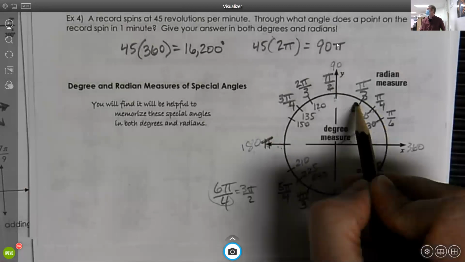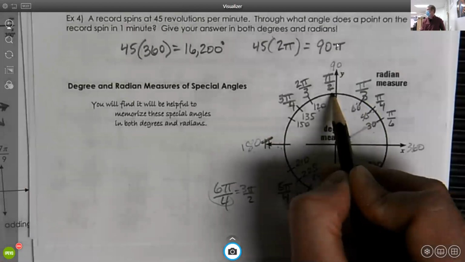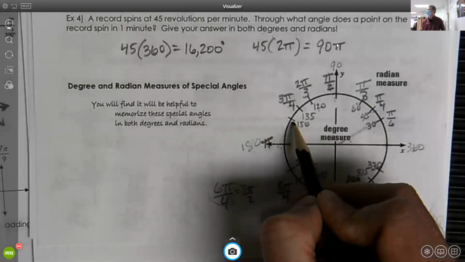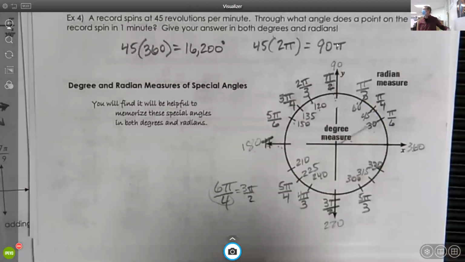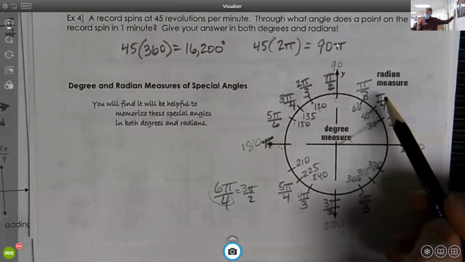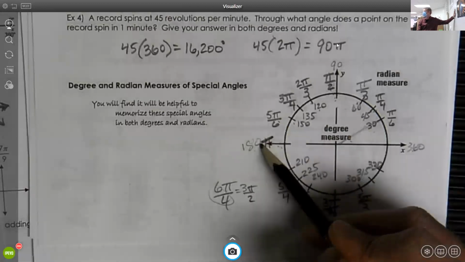30 more is 2 pi over 6. That's the same thing. 3 pi over 6. Well, that's the same thing. 4 pi over 6. That's the same thing. Oh, here's a new one. What's this one going to be? 5 pi over 6. So you want to count. You need to actually count. That's how you do the unit circle. 1 over 6, 2, 3, 4, 5. This is 6 over 6, which reduces down to pi.